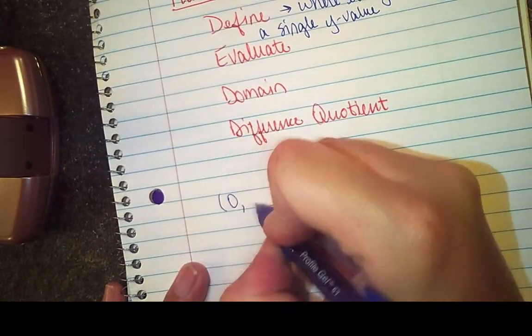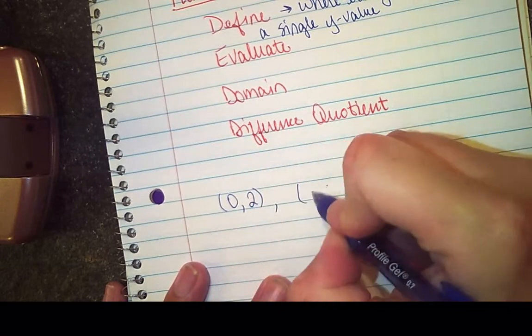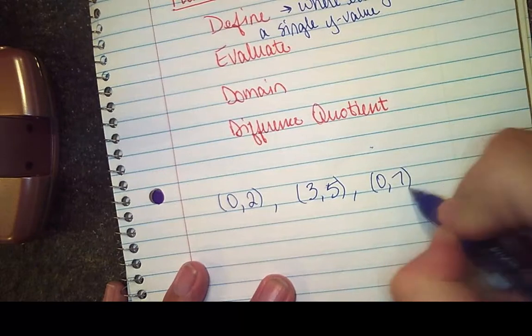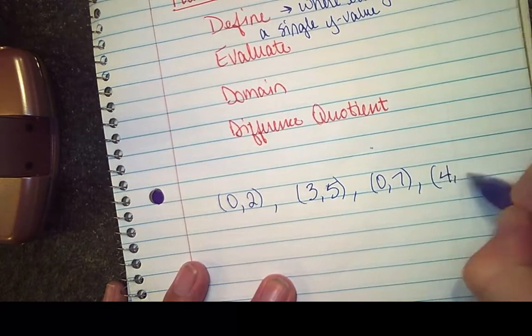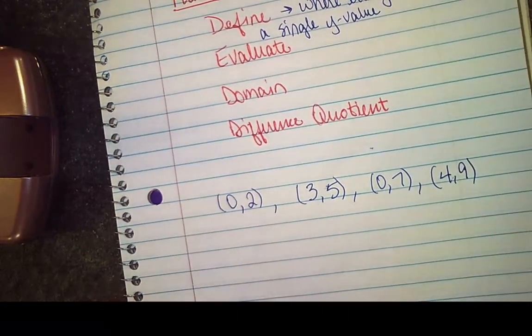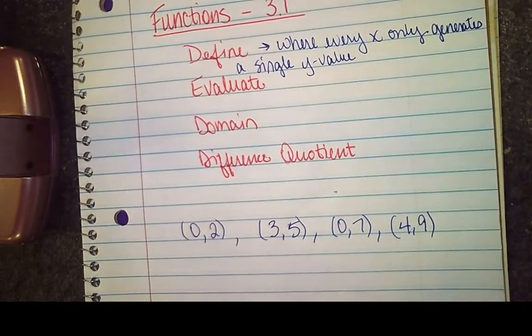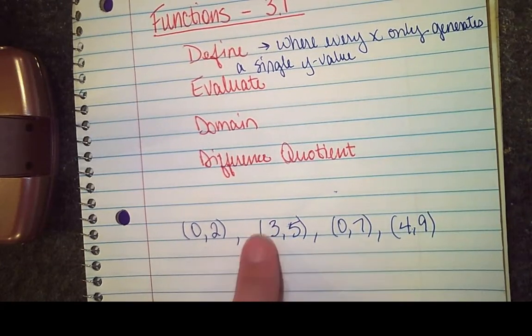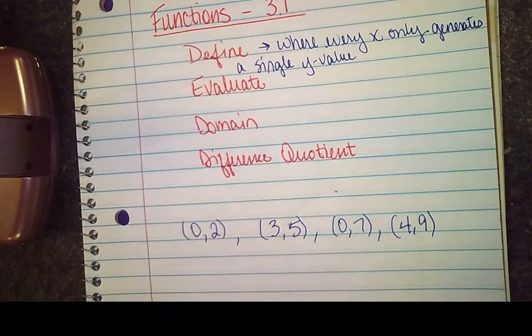So let's say I've got (0, 2). Let's say I've got (3, 5). Let's say I've got (0, 7), and (4, 9). Okay, so these are 4 points that I can plot, where the x coordinate is 0, the y coordinate is 2, x is 3, y is 5, and so on. All right, so the question is, can every x value only generate a single y value?